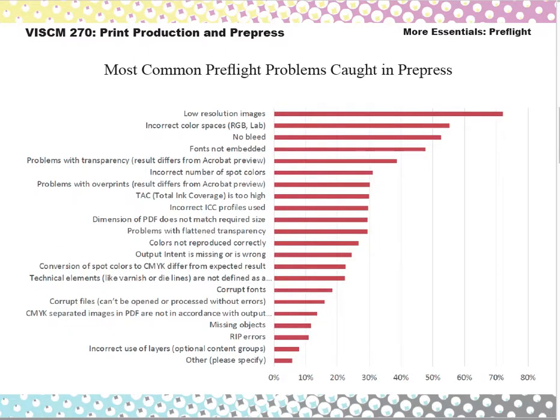When your files are being preflighted, prepress does find a lot of errors, and the most common one here, as you can see, is low resolution images. You can see that's 70-something percent. Incorrect color space, that means your color mode, which is CMYK or RGB or Lab, right? So having incorrect color spaces.